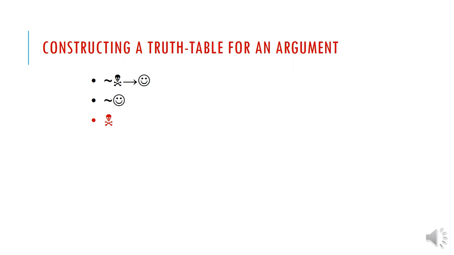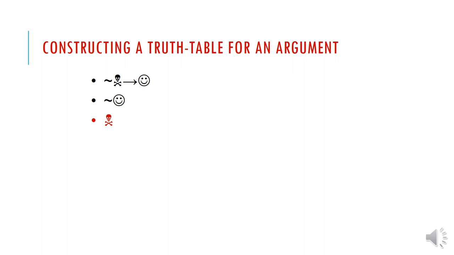We can still determine whether or not the argument is valid, regardless of the content behind these symbols. This is why drawing truth tables is often very helpful, because we see how the premises relate to the conclusion, and we don't get caught up in all of the content.